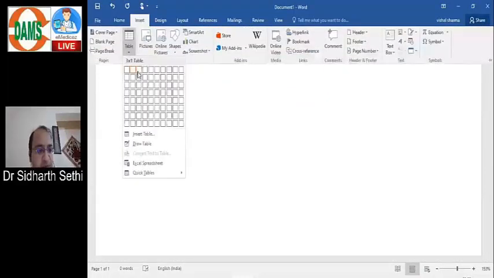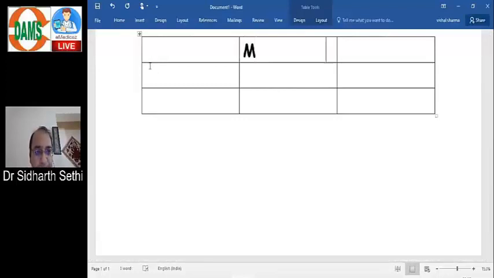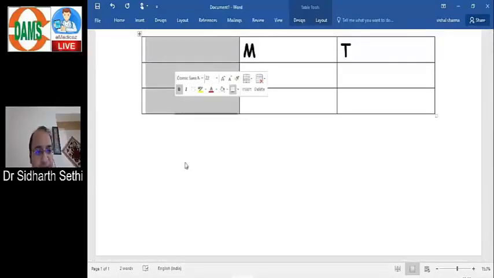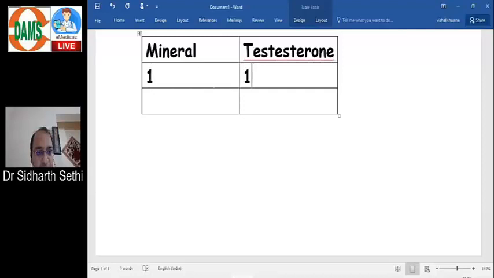Okay, so all of you, I told you a mnemonic in all of your classes. I'll again repeat it for you. So what you do is, in your copy, you can write MT. Now M, by M I mean mineralocorticoid, and by T I mean testosterone. Now write 11, 17, 21. Now what does this mean?